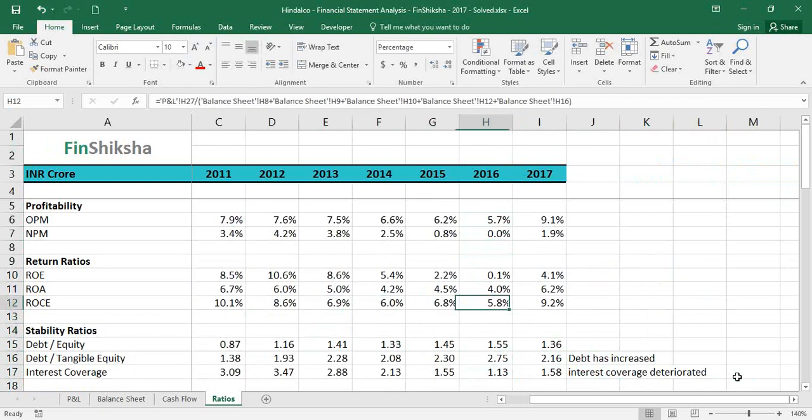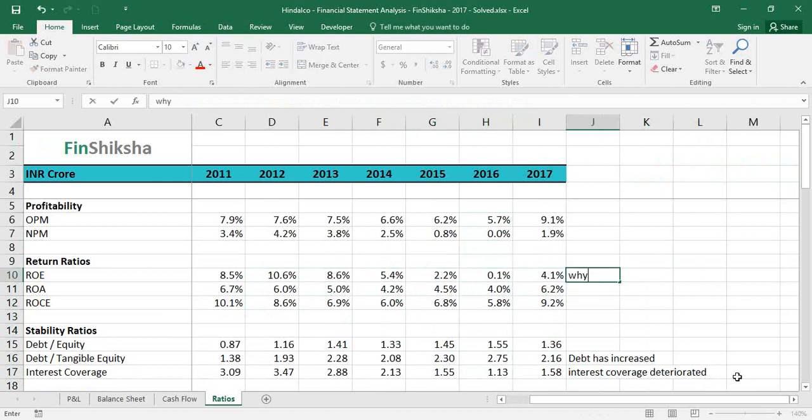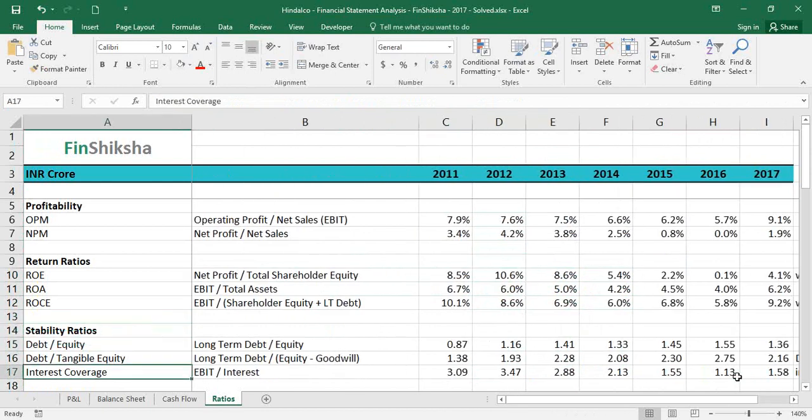Return ratios, with the exception of 2017, have been continuously declining, and we may want to check why this is happening, right? Why are these numbers declining? For that, we will do further analysis of these numbers when we go ahead and look at some of the other ratios. That's it in this particular video.